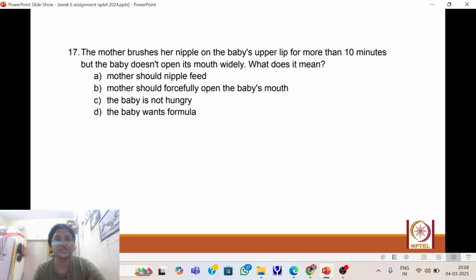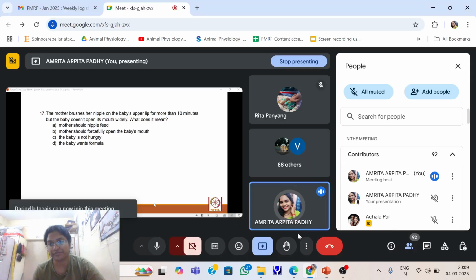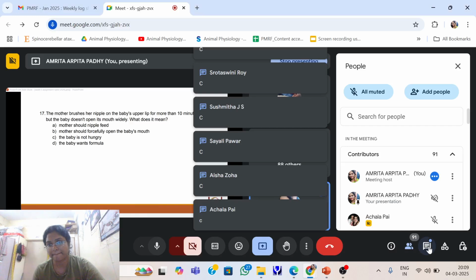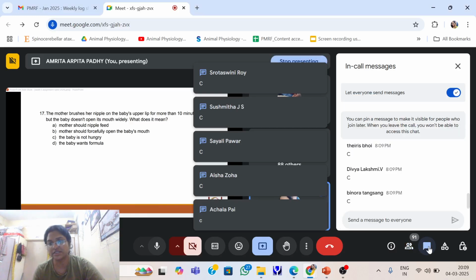The mother brushes her nipple on the baby's upper lip for more than 10 minutes, but the baby doesn't open its mouth widely. What does it mean? Mother should nipple feed. Mother should forcefully open the baby's mouth. The baby is not hungry. The baby wants formula. Start answering.